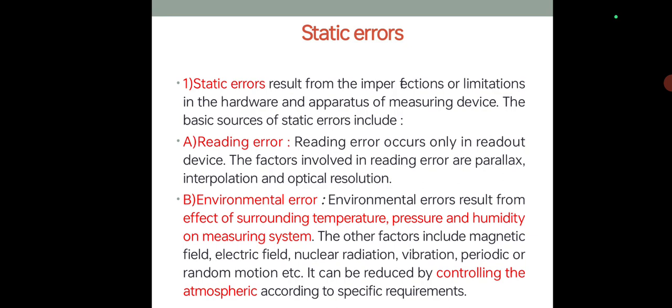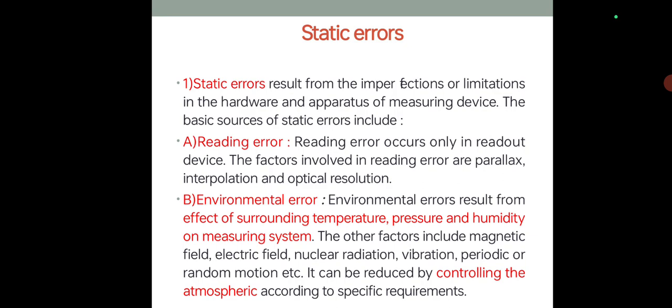Second one, environmental error. What is environmental error? These errors result from the effect of surroundings such as temperature, pressure, and humidity on the measuring system. For example, it can be reduced by controlling the atmosphere according to the specific requirements of the measuring system.